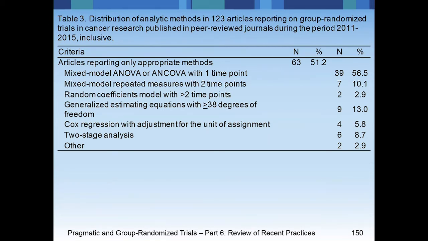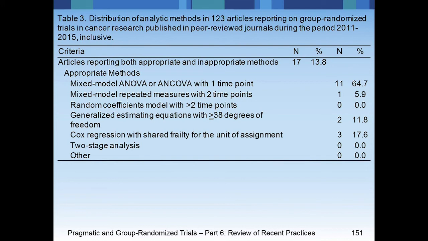We still see predominant use of mixed model regression methods, whether ANOVA and ANCOVA with 1 time point or repeated measures with 2. There are a few studies that use random coefficients models, just over 10% who use generalized estimating equations with an appropriate number of degrees of freedom, and a few studies that used other methods.